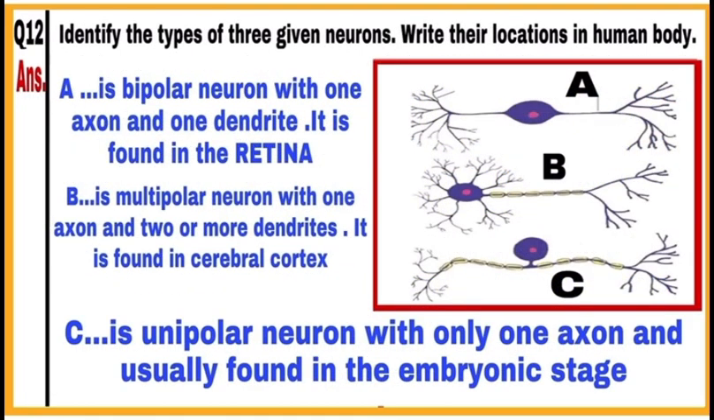Question number 12. Identify the types of 3 given neurons and write their locations in human body. A is a bipolar neuron with 1 axon and 1 dendrite, and it is found in retina. B is multipolar neuron with 1 axon and 2 or more dendrites, and this type of neuron is found in cerebral cortex. C is unipolar neuron with only 1 axon, and it is usually found in embryonic stage.